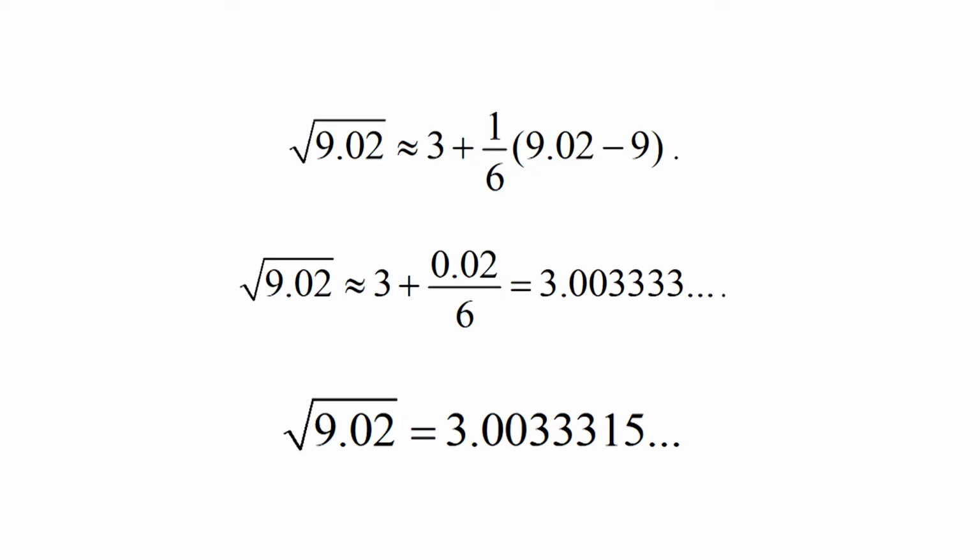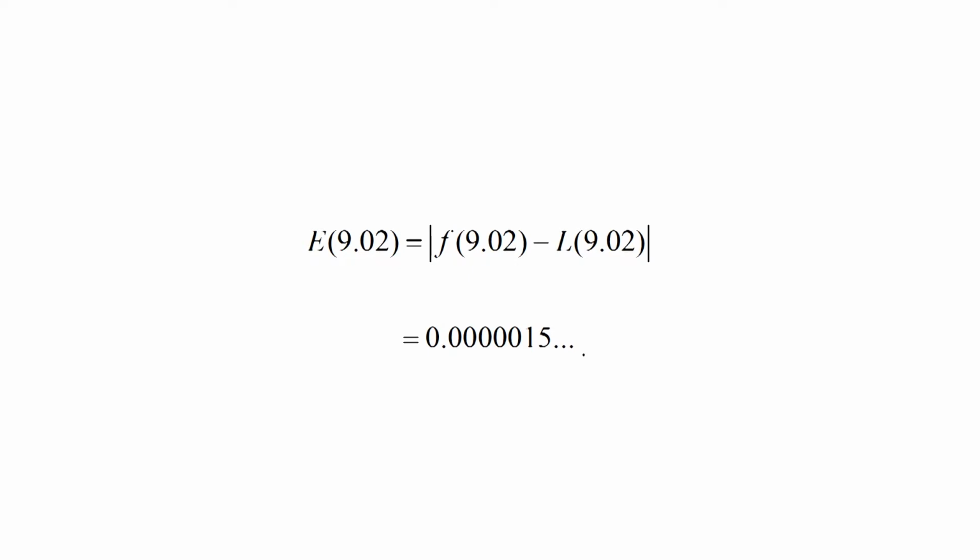3.00333315 and so on. We see that up to 5 decimal places the values are the same. The absolute value of the error at x equal to 9.02 is E of 9.02 equal to the absolute value of f of 9.02 minus L of 9.02, which is equal to 0.000015 and so on.